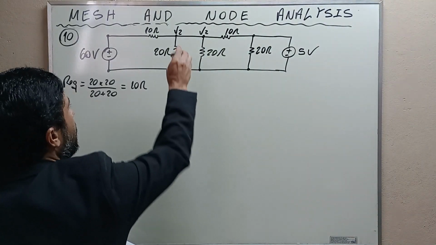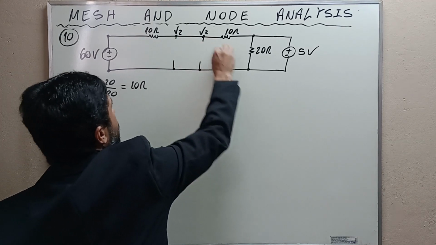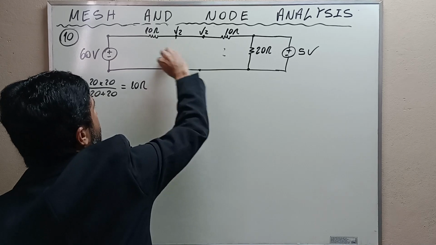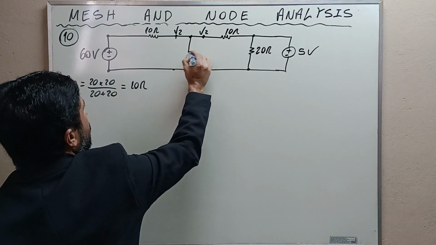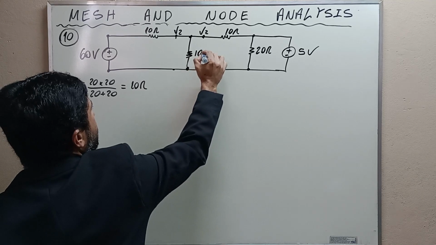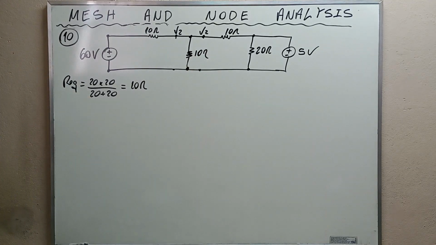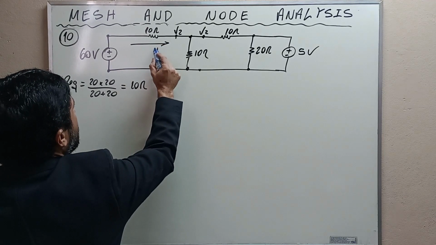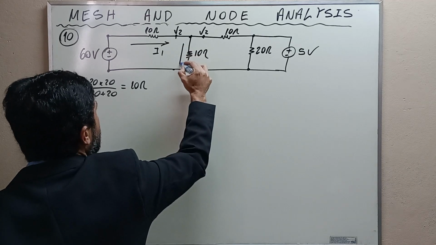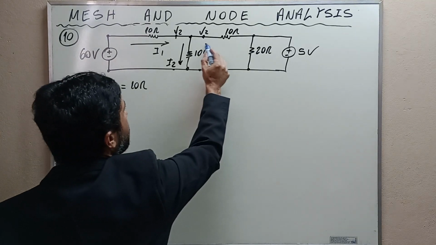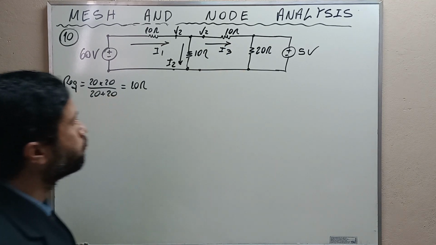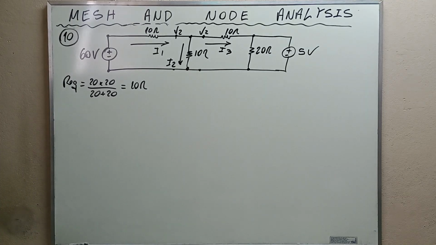We can simply erase this and this and connect this 10 ohms resistance here, all right? And let's use some labels here. I'm gonna label this current here I1, I'm gonna label this current here I2, and I'm gonna label this current here I3. Okay?